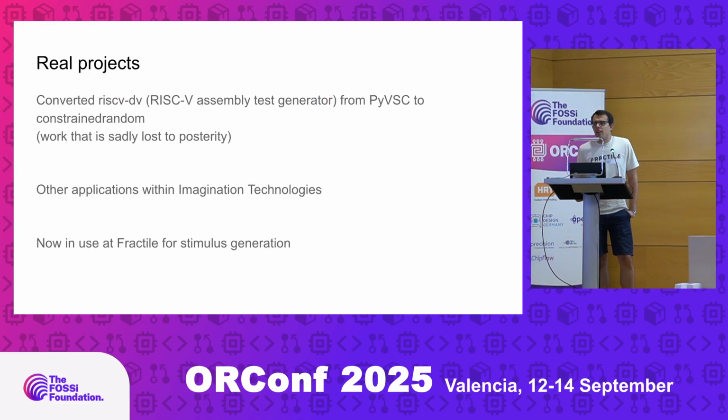In terms of real projects, we actually converted the whole of RISC-V from PyVSC to Constrainedrandom, which is sadly work that is lost on a company GitHub somewhere, which will never be open sourced, which I'm very sad about. But it had a lot of other applications within Imagination, and we use it in Fractal in Anger now as well.